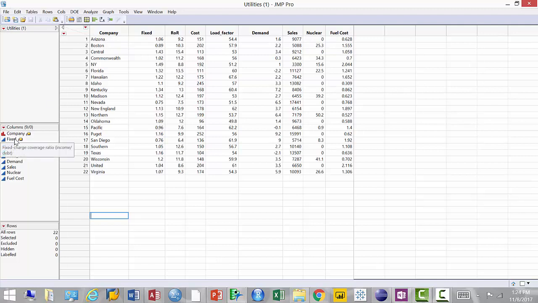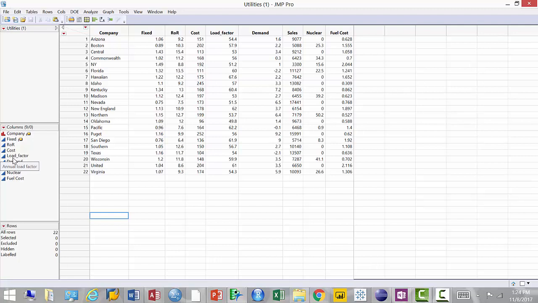Fixed charge coverage ratio, income over debt ratio. So that's a financial term, right? Okay, cool. Then I have rate of return on capital. Then I have cost of 1 kilowatt that they sell, right? 1 kilowatt per hour, right? That they sell. Load factor.